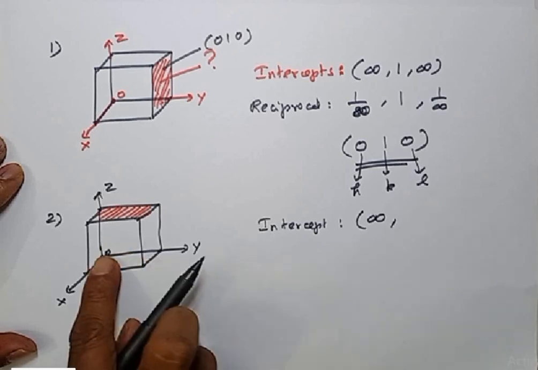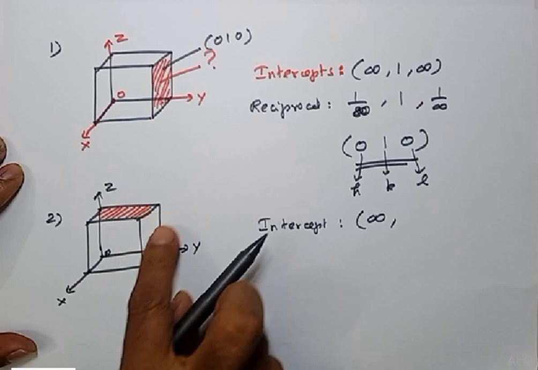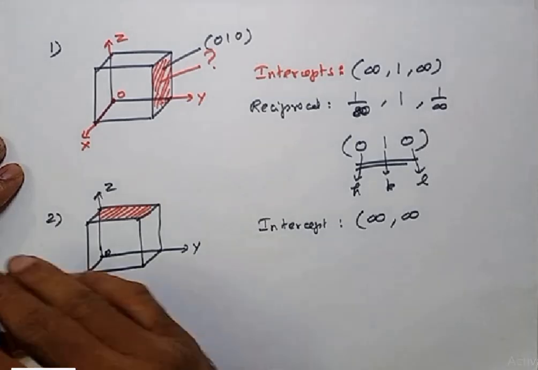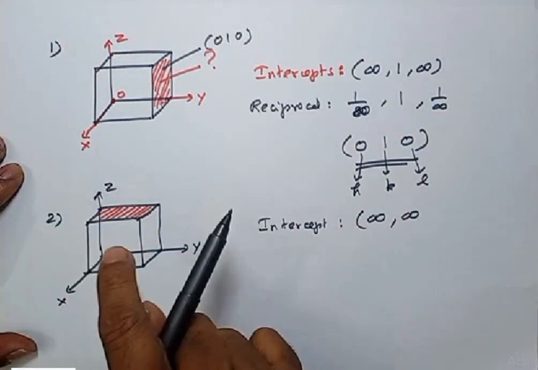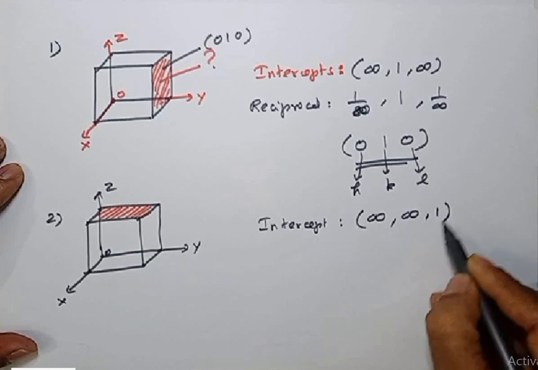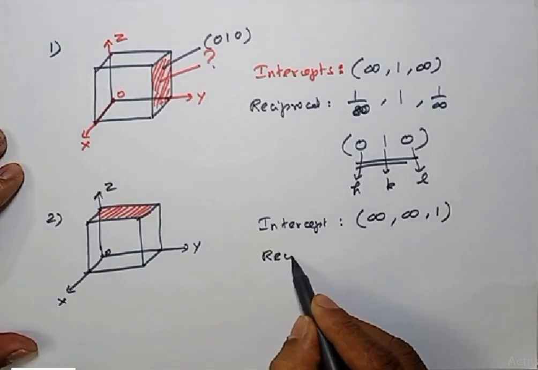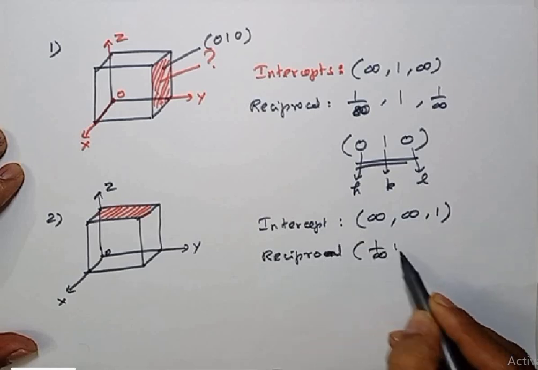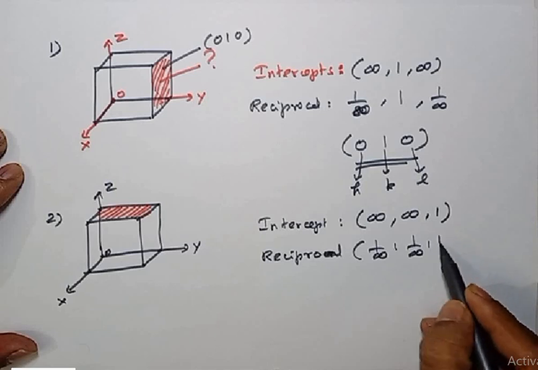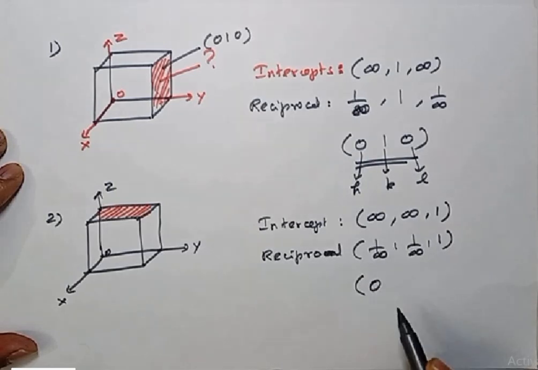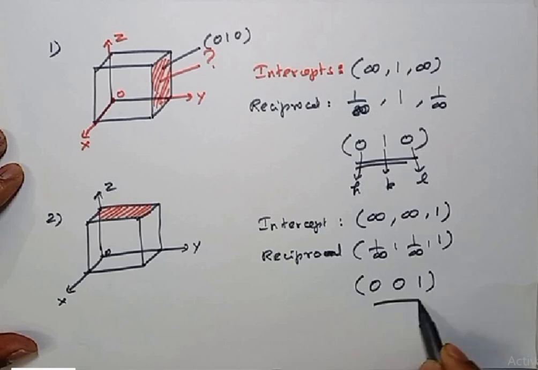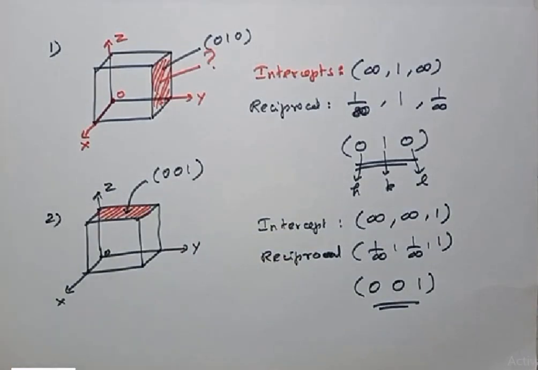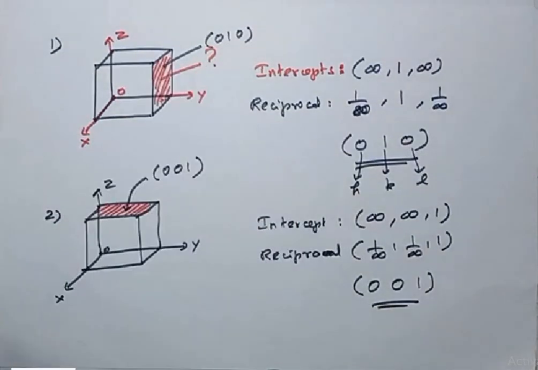Does the plane cut the y-axis? It is also parallel to the y-axis, so the y-axis intercept is also infinity. What about z? Yes, the plane cuts the z-axis at unit length, so I'll put 1. Now take the reciprocal. 1 by infinity, 1 by infinity, 1 by 1 is 1, and 1 by infinity is 0. So this plane is what we call the (0 0 1) plane. Take note. Are the Miller indices the same for this and this? Check it.